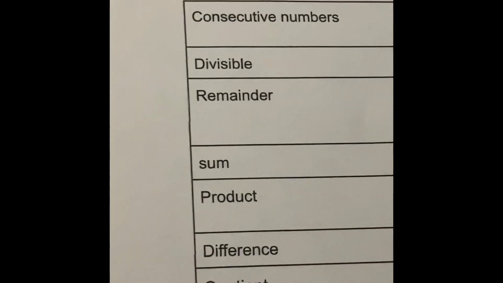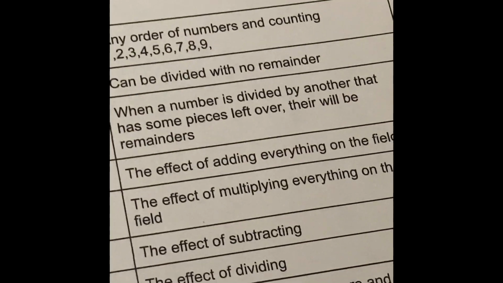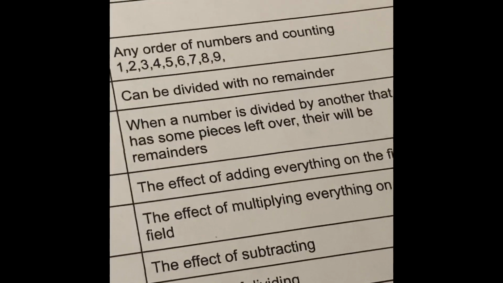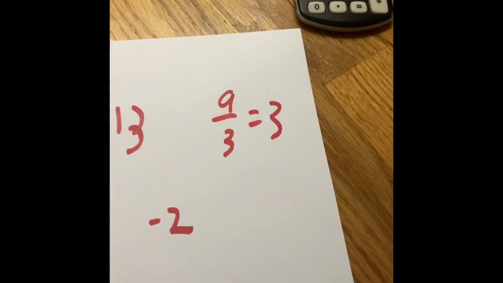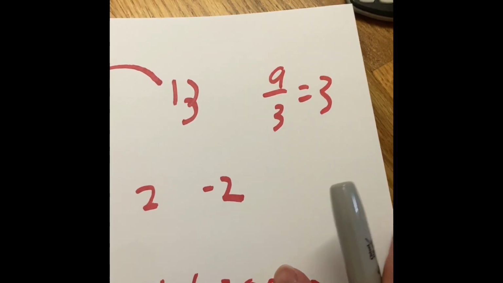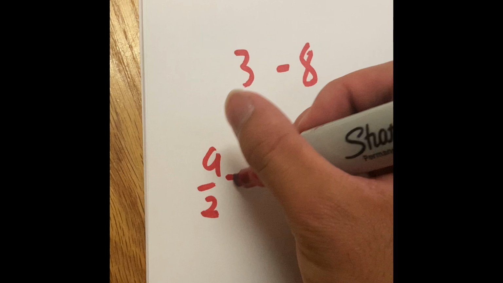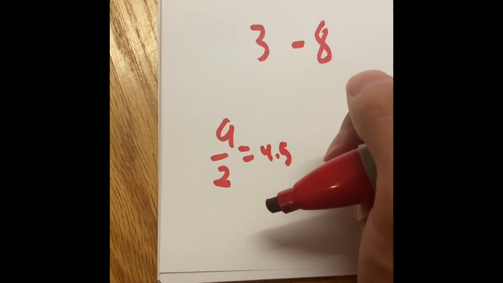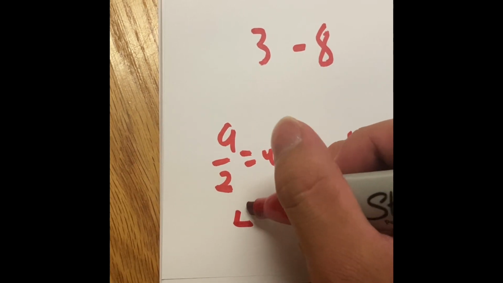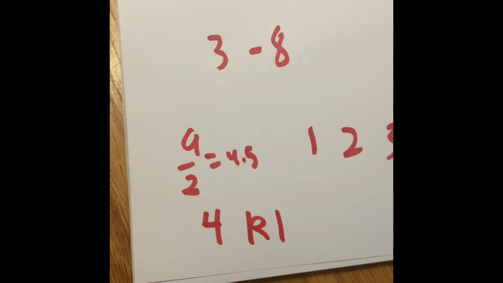Remainder. Something has to remain somehow. When a number is divided by another number and has some pieces left over, therefore, there are some remainders. If I say 9 divided by 2, that's going to equal 4.5. But if I say 9 divided by 2, that is going to bring me 4, remainder 1. You probably learned this in 4th grade.